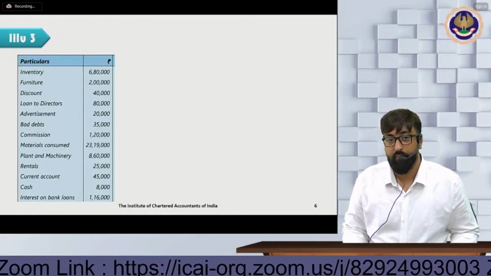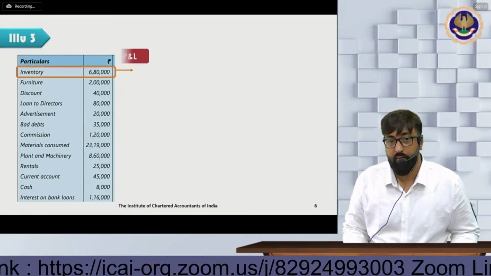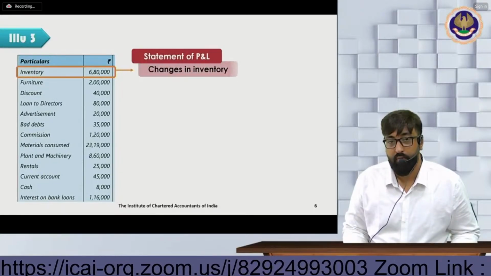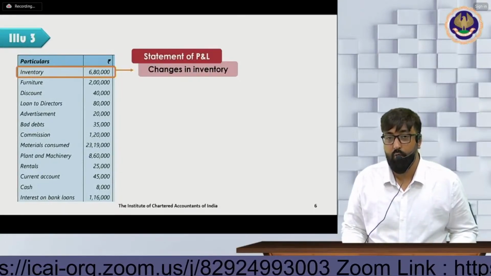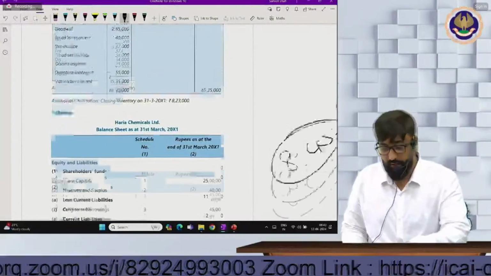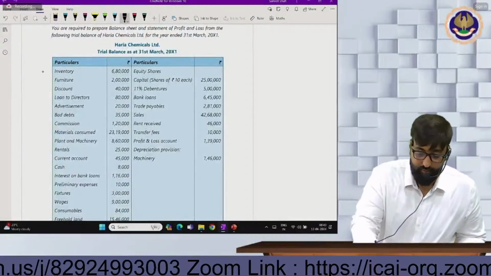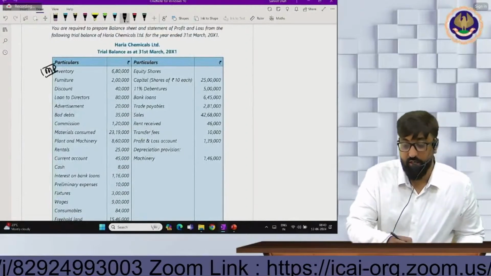Sir, the inventory one is the opening inventory, so we will consider it in the P&L account, but we will not consider it in the balance sheet. If you are getting the answer wrong, you will consider it as an IMP point. So inventory, you will write it in the changes in inventory.